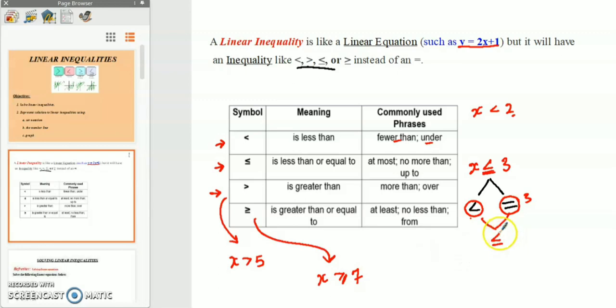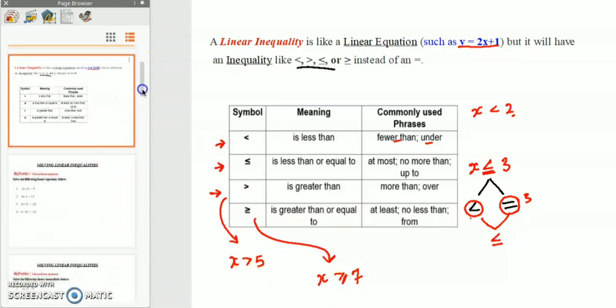And similarly to how we broke down these two signs, it's the same thing for the greater than or equal to. It comprises a greater than symbol and also an equal symbol. So they merge the two of them together to form greater than or equal to. And we'll do examples to help you better understand that.